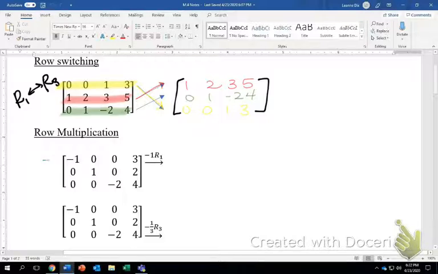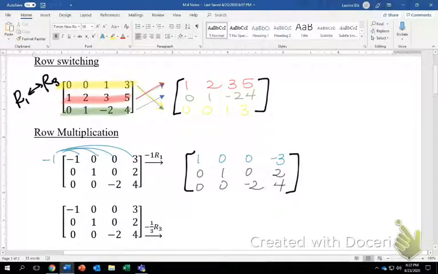So I'm going to multiply all of these by -1. Think about it like the distributive property. And so it's going to be 1, 0, 0, and then -3. And then all the other numbers are just going to be carried down below, and that would be our answer.